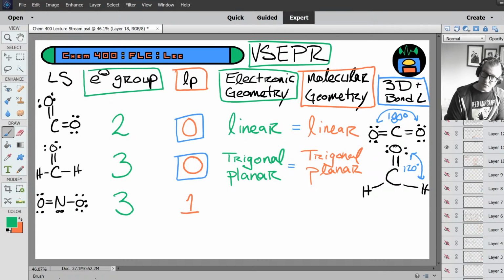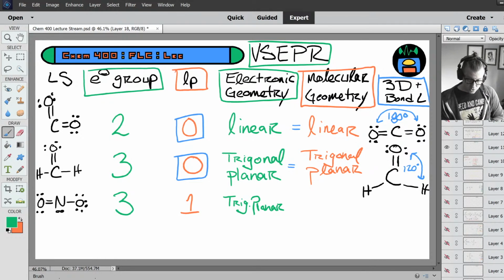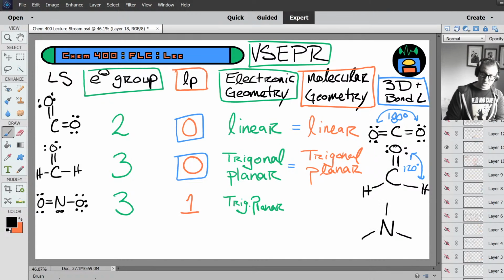Now, every time you have 3 electron groups, your electronic geometry is going to be trigonal planar automatically. All right? And because we're trigonal planar, we know that the 3 electron groups are going to try to get as far from each other as possible. They're going to make that peace sign. All right? This is the first example where we have a lone pair. That means our molecular geometry and our electronic geometry are different. All right? Let's look at how it affects the molecular geometry.